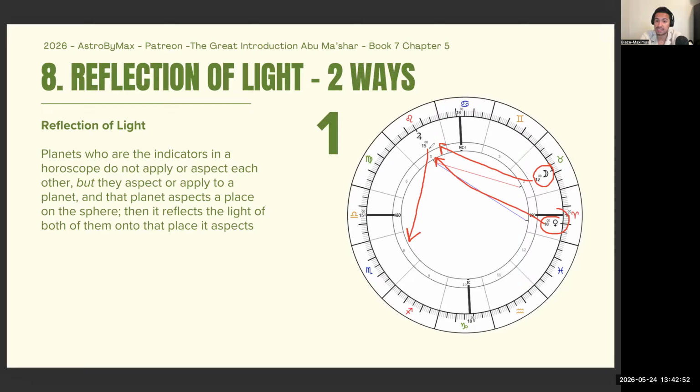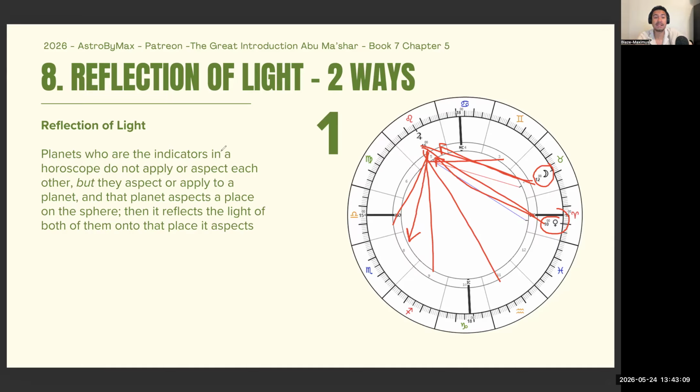But not just that part of the sphere. Remember, Jupiter is sending rays in 7 directions. So Jupiter is technically sending that light into all of these directions here, reflecting all of that onto those parts of the sphere.